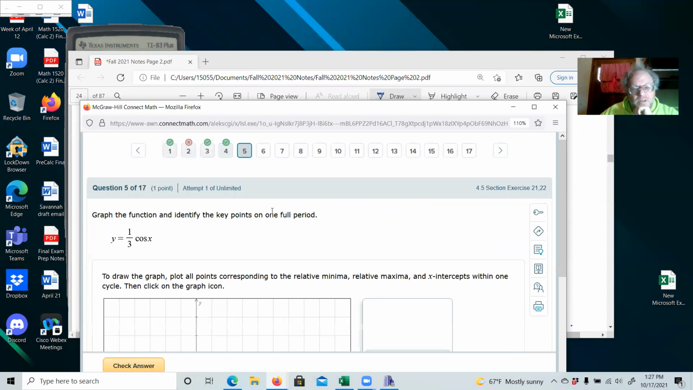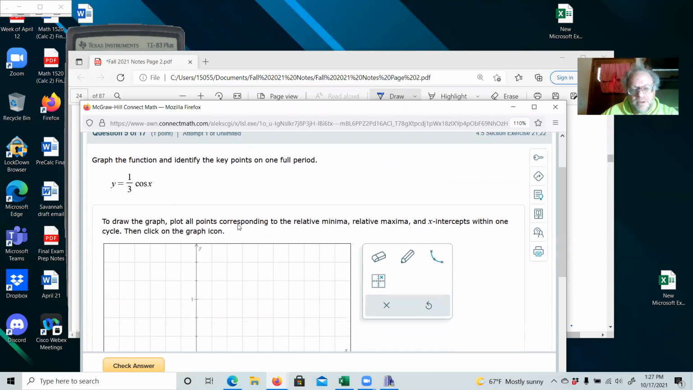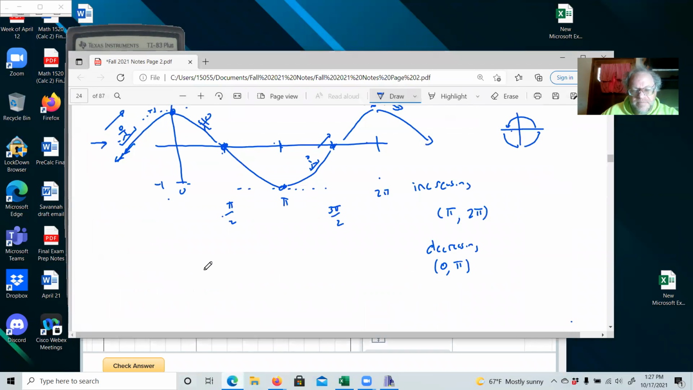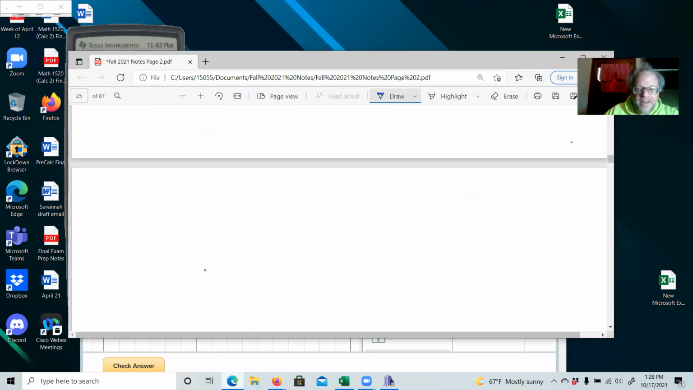I promise they get harder. Okay, so graph the function, identify key points from one full period. What do they mean by okay? I'm going to assume they mean the same thing I mean, which is we have y is equal to 1/3 cosine x. Okay, so what we're going to do is type in our graph here.